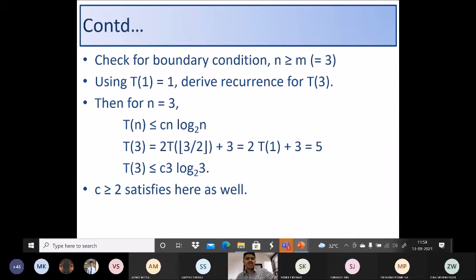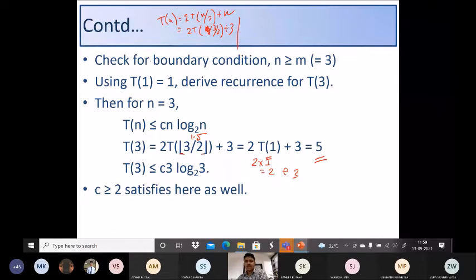So for n equal to 3, same thing. We know T(n) = 2T(n/2) + n. So put 3: 2T(3/2) + 3. Now see here it is given floor. 3 by 2 means 1.5. If you take floor, that means 1. So 2 into T(1), which is 1, plus 3. So it will make it 5. So from the question we can think this.